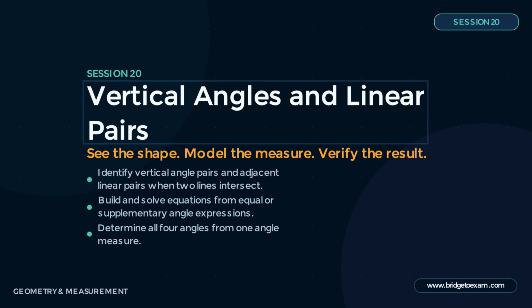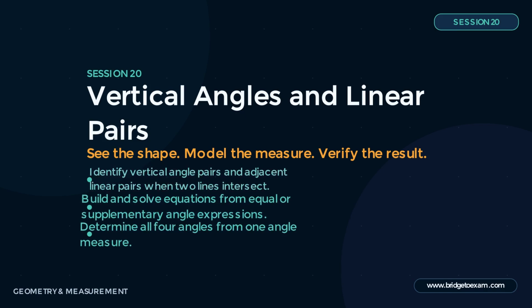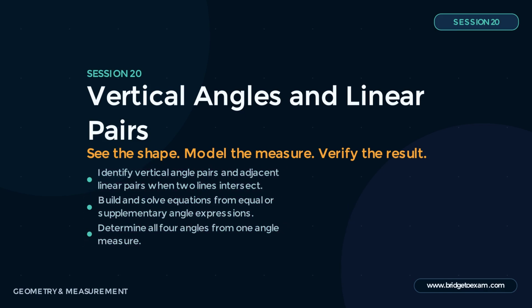Welcome to Session 20, Vertical Angles and Linear Pairs. We will build the idea visually, solve a complete example, and finish with a short independent check. By the end, you will be able to identify vertical angle pairs and adjacent linear pairs when two lines intersect.